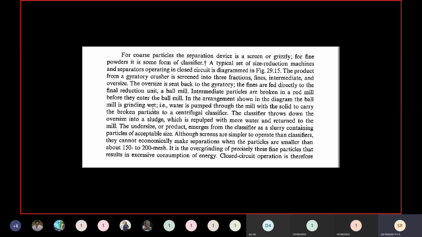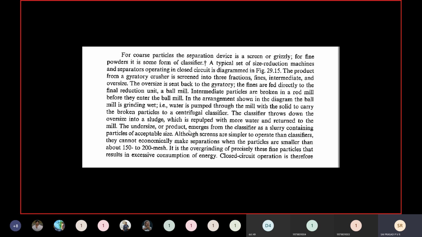In the arrangement shown in the diagram, the ball mill is grinding wet. So why is it grinding wet? Because water is present there. Then water is pumped through the mill with the solids to carry the broken parts into the centrifugal classifier. The classifier throws down the oversize into the sludge, which is repulped. Means what? Again, we are supposed to add the requisite amount of water and make a pulp of it, of uniform concentration, and then send it back to the ball mill with more water and return to the mill.